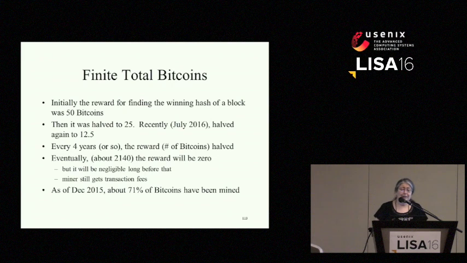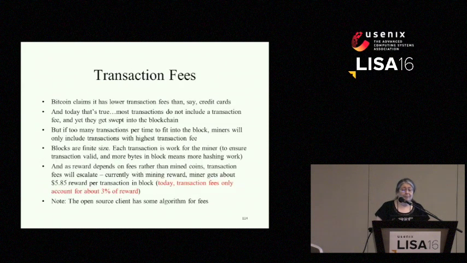There's also a finite total of Bitcoin. Initially the reward for finding the winning hash was 50 Bitcoins, and then it was halved to 25, and now it's 12 and a half. So every 4 years the reward is halved, and eventually the reward will be 0. But it will be negligible long before then. They wanted to do this for economic reasons, so that there'll be a finite amount of these things.